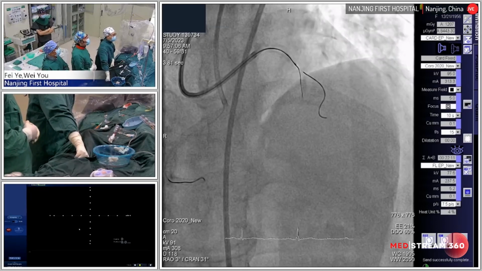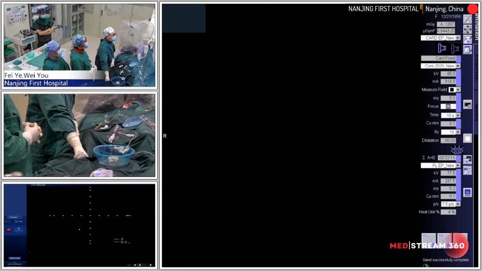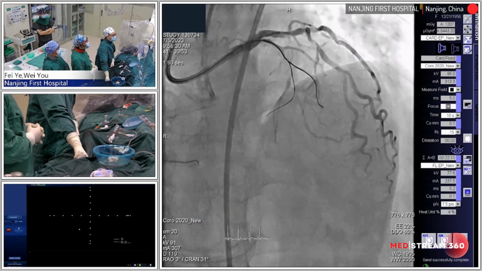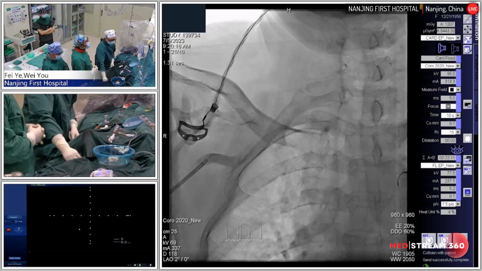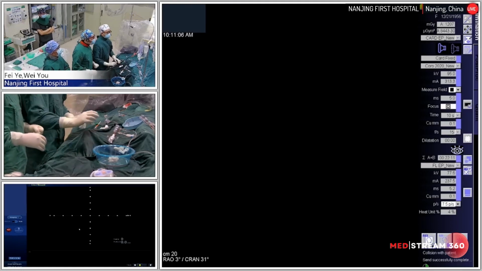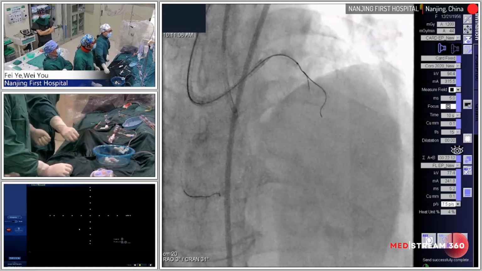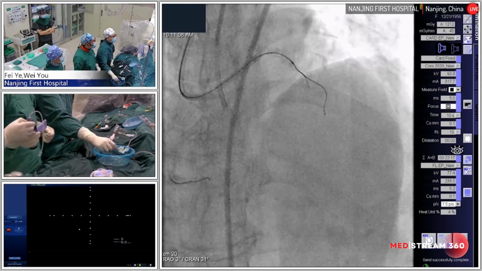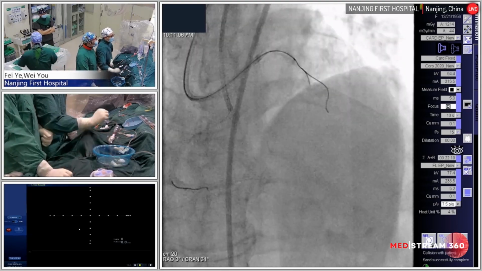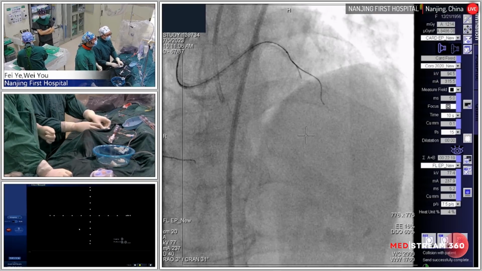So next, please. I just use a trapping balloon to retrieve the double lumen catheter. Next, please. Oh, sorry. Here is what we did just now: I successfully switched our catheter from the KDL to the Fine Cross, the single lumen catheter. Okay, that's what we did just now, here.